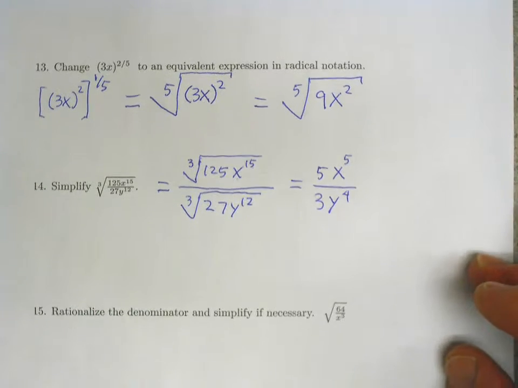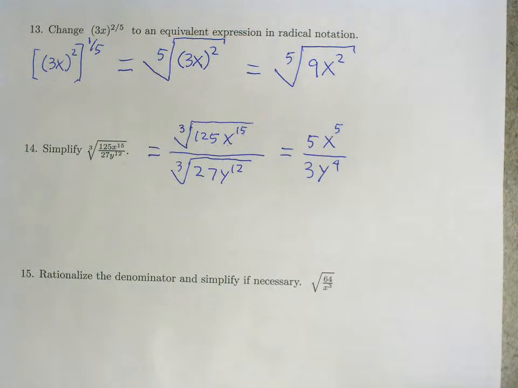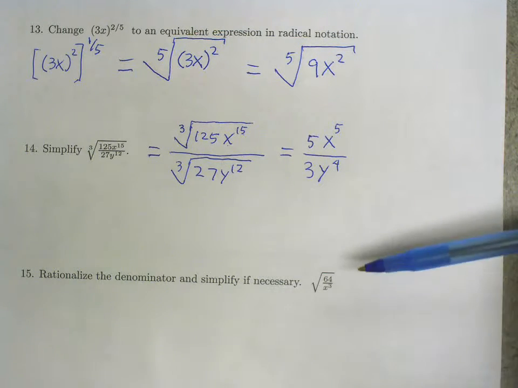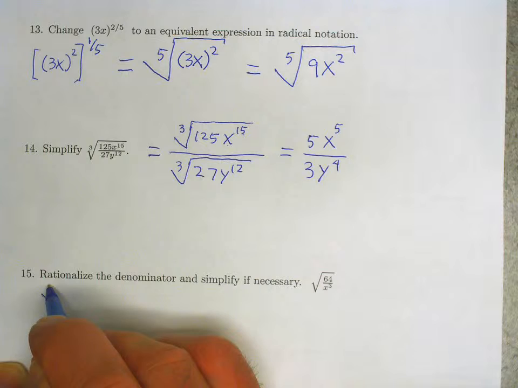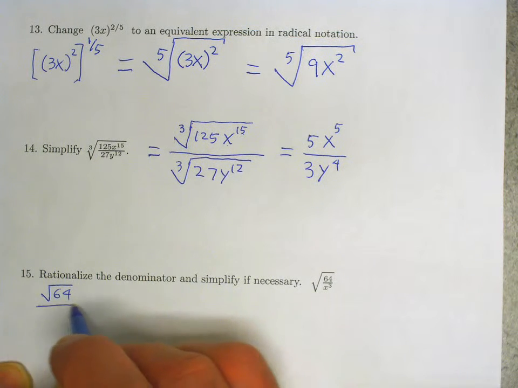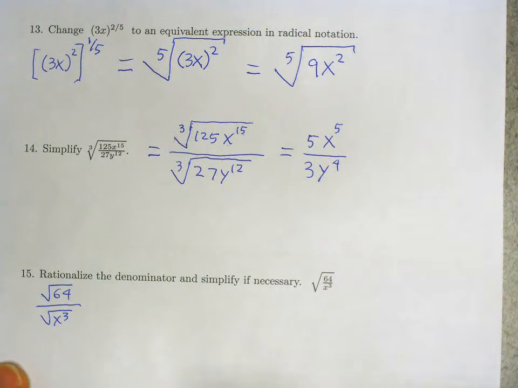Okay, the next problem: rationalize the denominator and simplify if necessary. So we have the square root of 64 over x to the 3rd. Well, for a number of reasons this is not simplified, but among those is that we have a fraction inside of a radical. So we can write this as the square root of 64 over the square root of x to the 3rd. And then we can simplify the numerator. The square root of 64 is just 8.